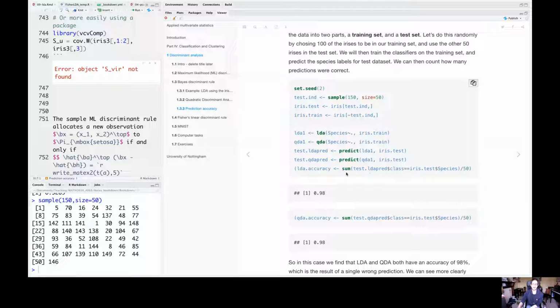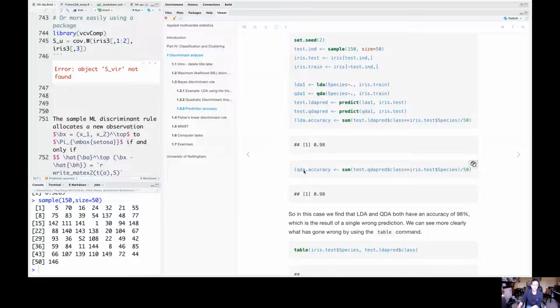Okay, so I've looked at the predictions and asked, are they equal to the real class labels, the species class labels? And I've counted up how many times they're the same. And I've divided by the total number of points, 50. And then we get an accuracy of 0.98 or 98%. 98% of our predictions are correct using the LDA classifier. We can do the same with QDA. We also get a 98% accuracy. So exactly the same accuracy in this case.